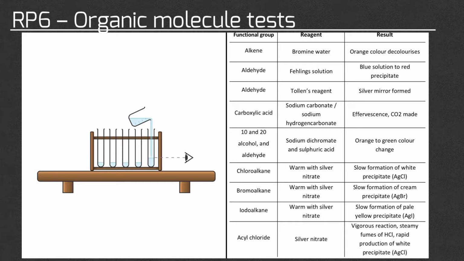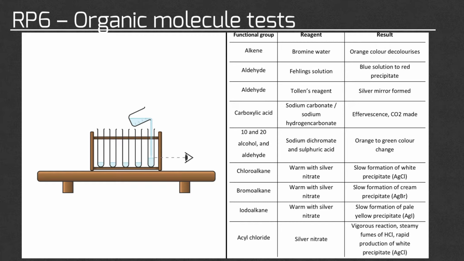Required Practical 6 is a test for various organic molecules. Like the inorganic ion tests, the practical element of this is quite straightforward. You'd add the reagents to the test tubes and observe the result, but you need to know the different functional groups, their associated tests, and positive results. The test for an alkene is to add bromine water. The positive result would be the orange colour of the bromine water being decolorized.